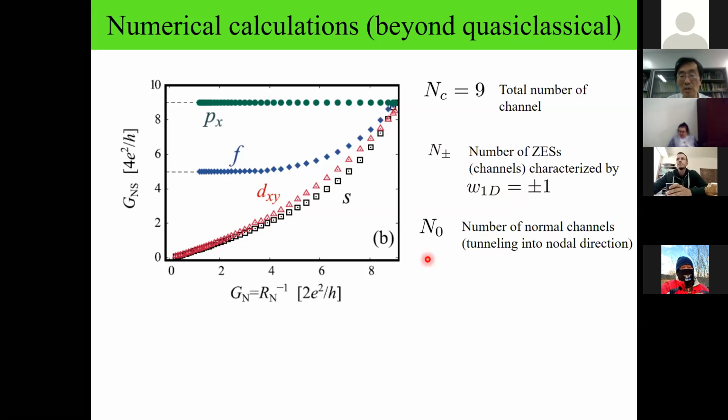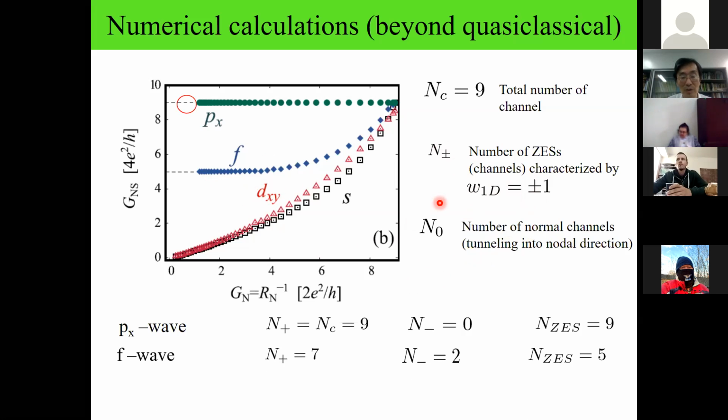So n plus is the number of channels where the one-dimensional winding number is plus unity, and n minus is where it is minus unity. And n0 is the number of normal channels, because in the dx-wave case, for symmetry reasons, perpendicular injection does not feel the pair potential at all, so these are called normal channels. Then in the px-wave case, n plus equals 9, n minus is 0, and the number of zero energy states can be counted as 9. And it becomes like that for the F-wave case too. In the dxy-wave case, complete cancellation occurs because n plus and n minus are equal in number, and the zero energy states subtract each other, so it becomes 0.